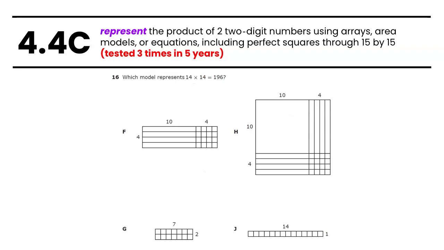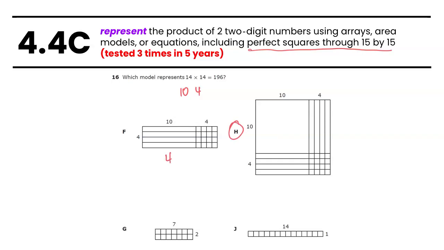This released question is very similar. We want the model that represents 14 times 14, and so that would be one of those perfect squares that the TEK mentions. Again, you'll notice that there's only one answer choice that has taken 14 and decomposed it into a 10 and a ones place. Well, that would be letter H, which is the correct answer here.